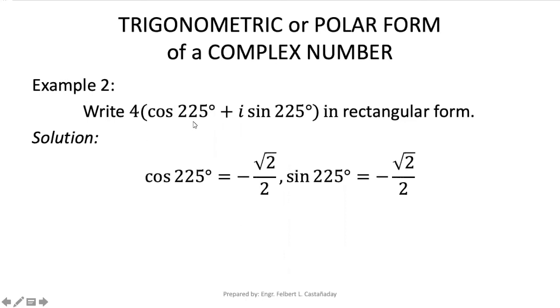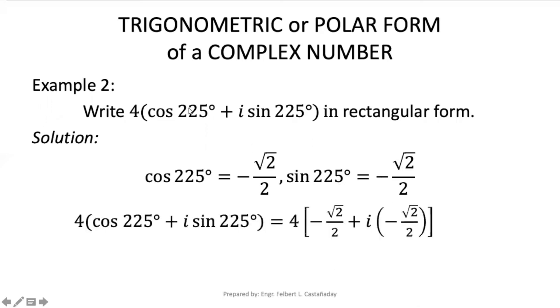Now we use our calculator to determine the value of cosine 225 and sine 225, and their values are equal. So cosine 225 is equal to negative square root of 2 over 2, and sine 225 has the same value. Okay, negative square root of 2 over 2. Now we plug it in here.